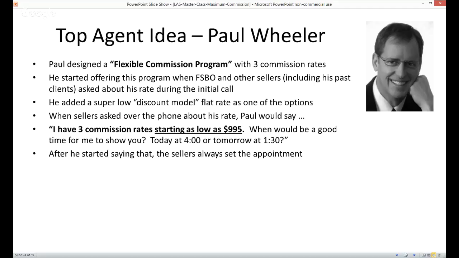And notice how he goes into the assumptive close, by the way. You know, when would be a good time for me to show you? Today at 4 or tomorrow at 1:30? You're giving them two options. Notice they're in the middle of the day, by the way, because that's what you want to start doing, have a 9-to-5 job. But it's two options, and either one of those options they pick, you're in great shape.